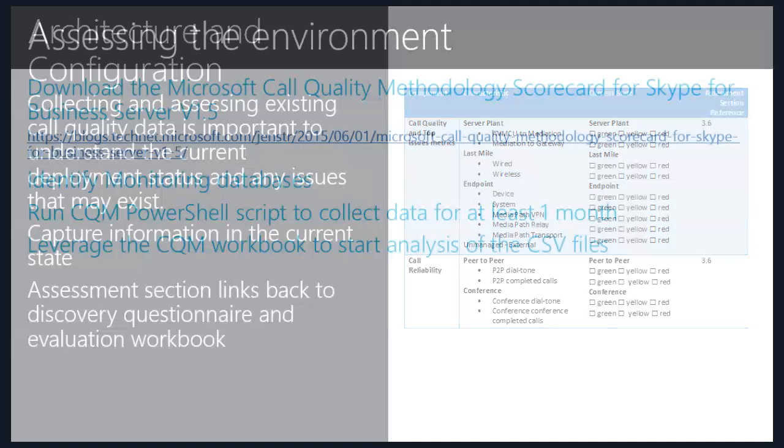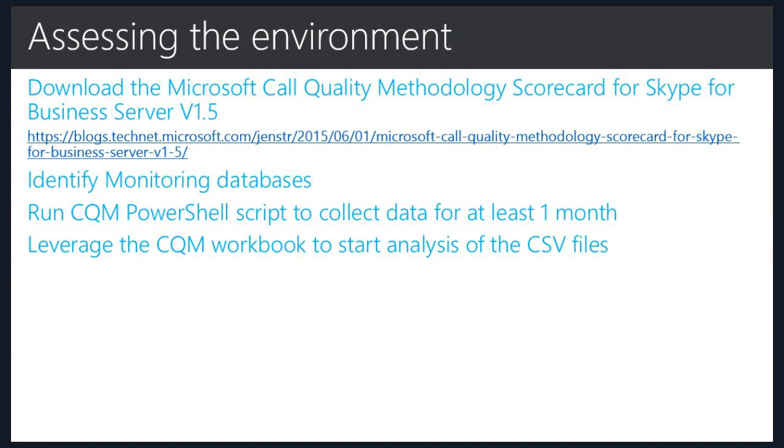So to assess the environment, again, we have to download a tool set that we're going to use here, which is the call quality methodology scorecard. And there's a blog post on the blog of Jens Rasmussen. It's a great blog post that explains the entire concept and walks you through how to actually use this. So I highly recommend you visit this blog while downloading this and read through the information provided.